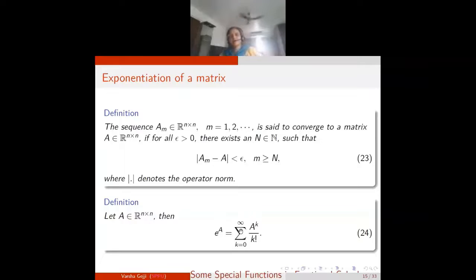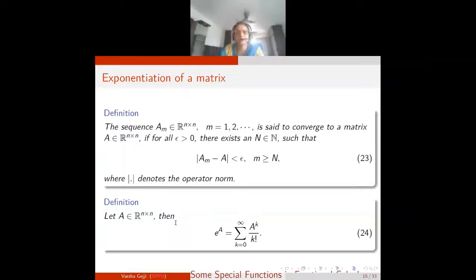And what is that matrix? It is the summation k going from 0 to infinity, A to the power k over k factorial. So what are we now generalizing? We are generalizing exponentiation to matrix arguments. Here this series is the limit of the sequence Sn. Sn is the summation up to the nth term, and then you take the limit. And here you have defined the limit and convergence of a limit for a sequence of matrices.